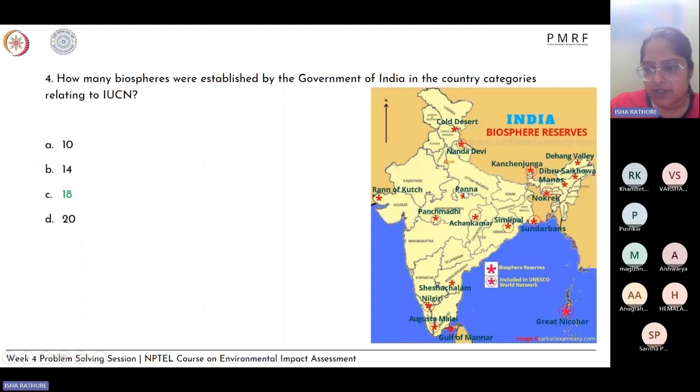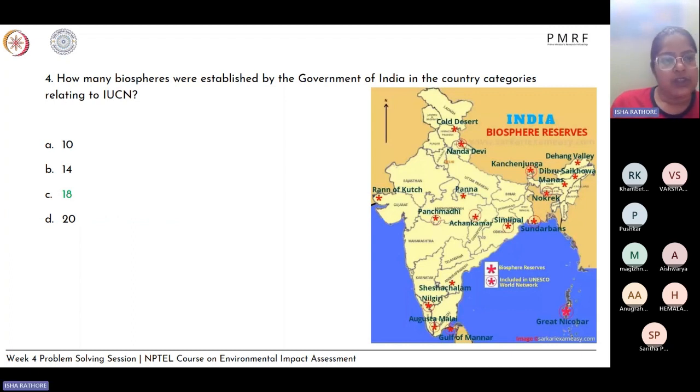And the ones which have a circle around them are also included in the UNESCO World Network. So we also looked at the UNESCO World Network in the ecology unit. So you can refer to this diagram as well to know which areas are covered. Although we have not discussed them category wise, this is for additional information. But the number of biosphere reserves has been mentioned in the slide. So this question can come.